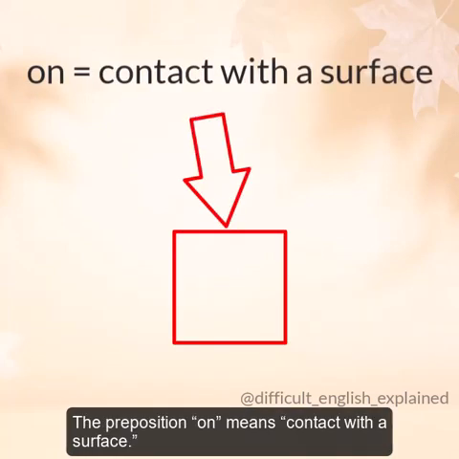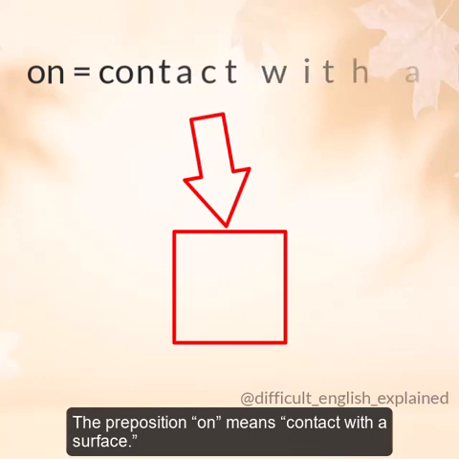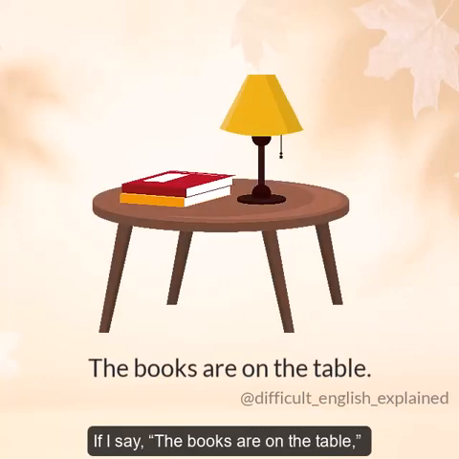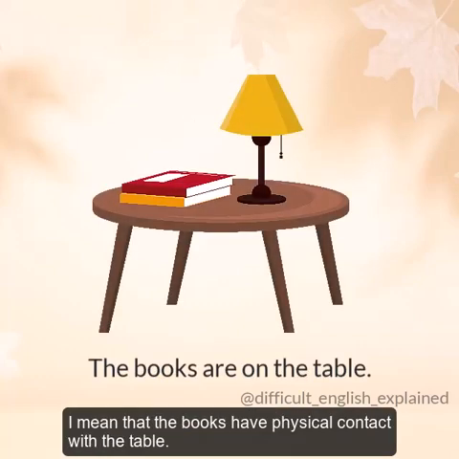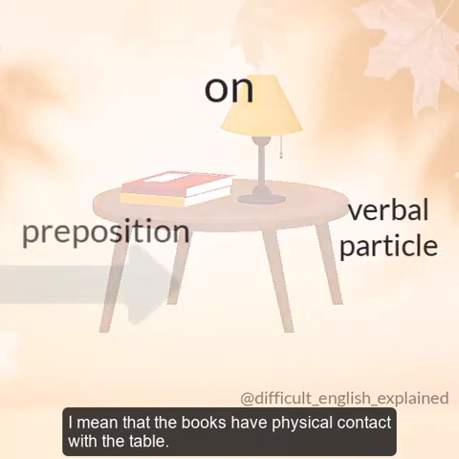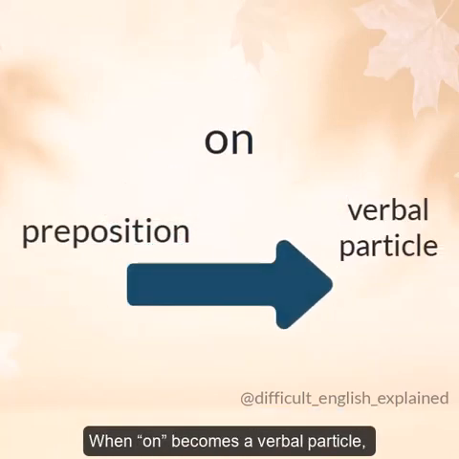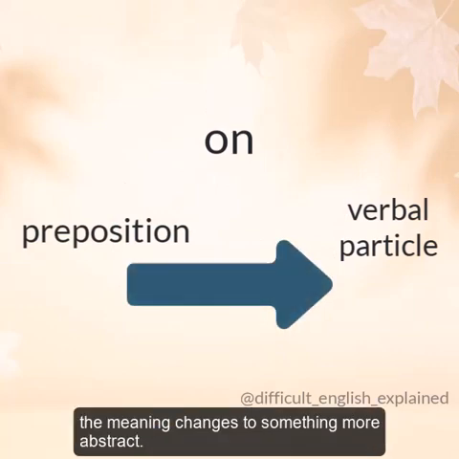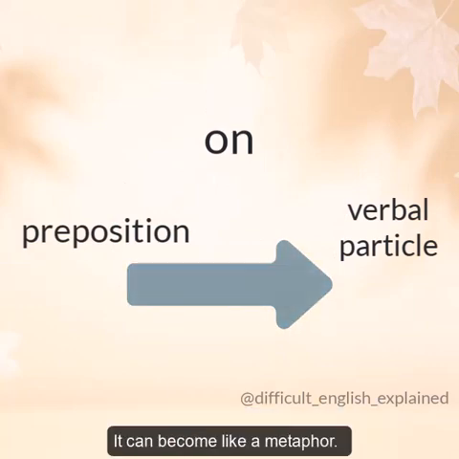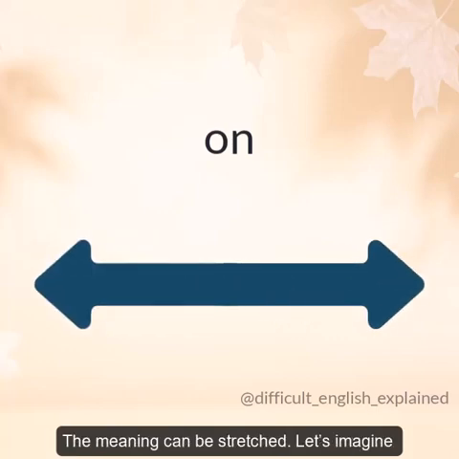The preposition on means contact with a surface. If I say the books are on the table, I mean that the books have physical contact with the table. When on becomes a verbal particle, the meaning changes to something more abstract. It can become like a metaphor. The meaning can be stretched.